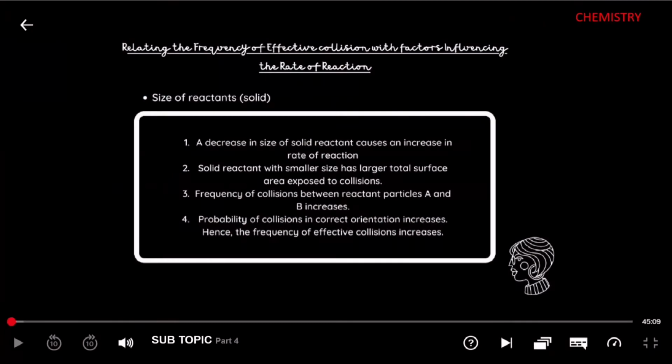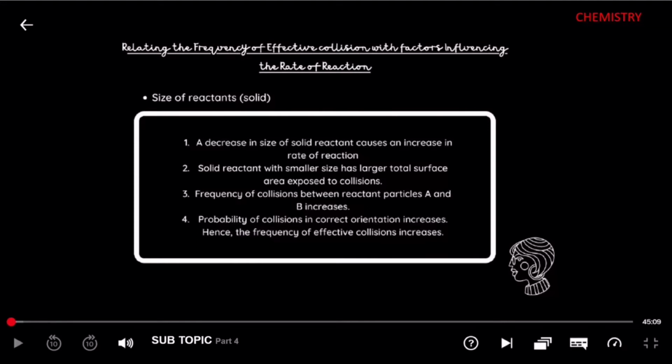Now we want to relate the frequency of effective collision with factors influencing the rate of reaction. First of all, the factor is size of reactants. A decrease in size of solid reactant causes an increase in rate of reaction.